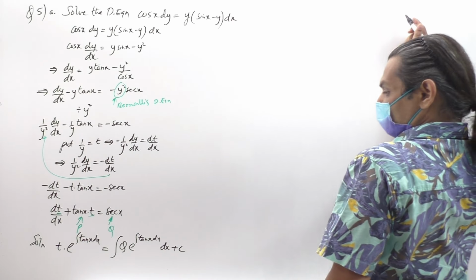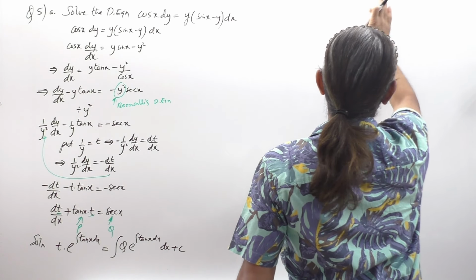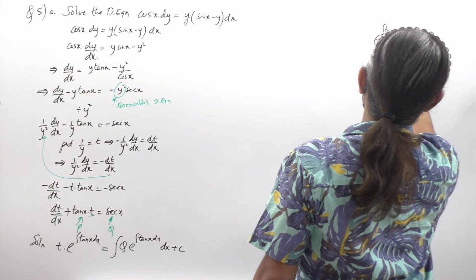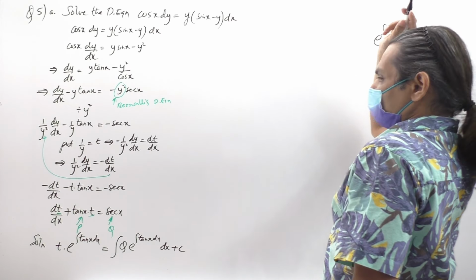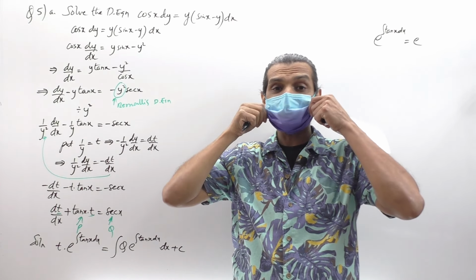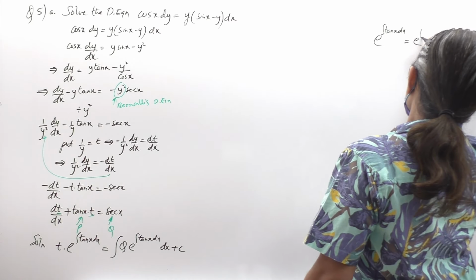Now see, we have e raised to integration of tan x dx, which is nothing but e raised to, what's the integration of tan x? You need to memorize this; it is a very standard integration. Integration of tan x is log secant x. So log of secant x.